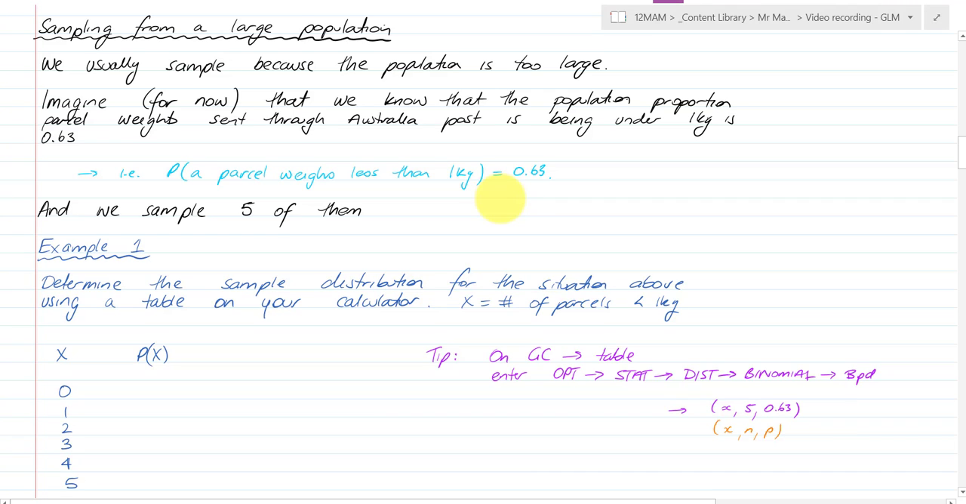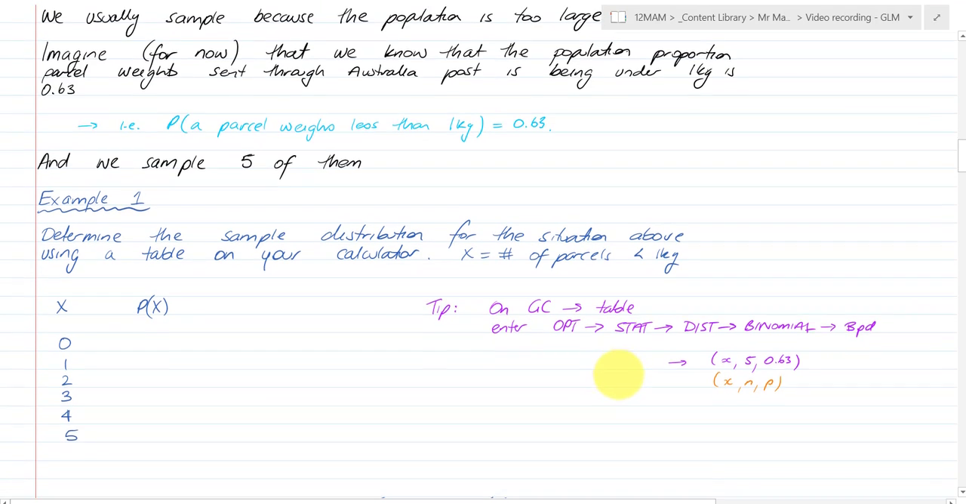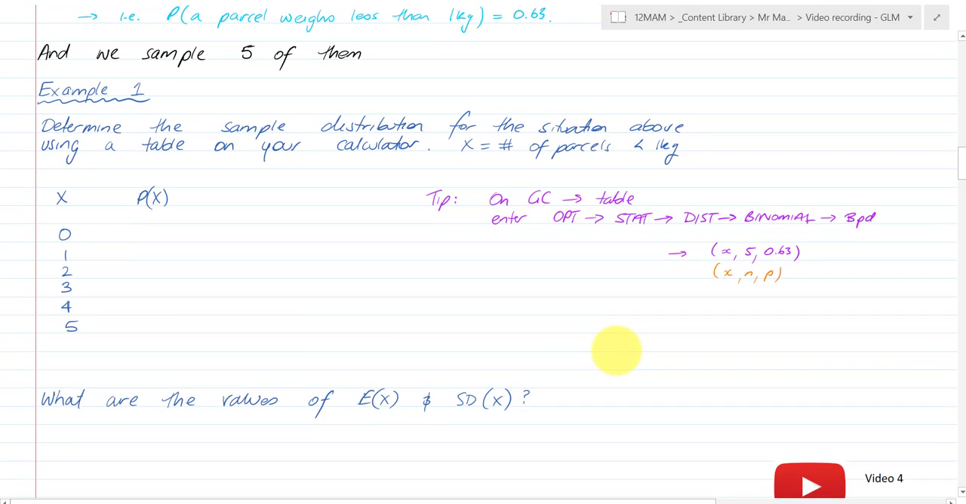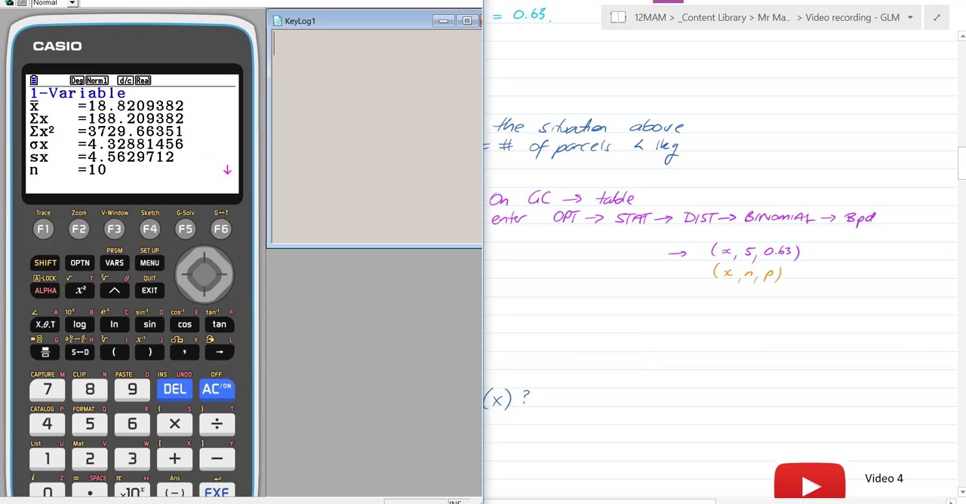Let's say we take 5 samples. I want to know the sample distribution of the situation above. Using a table in your calculator is going to be our approach. So let's do that now. I've got some information here, and we're going to build a table. So let's have a look.